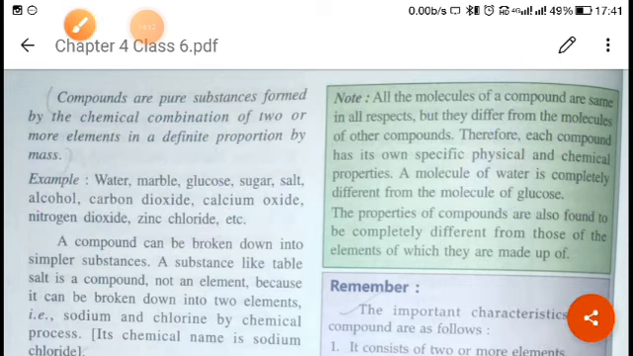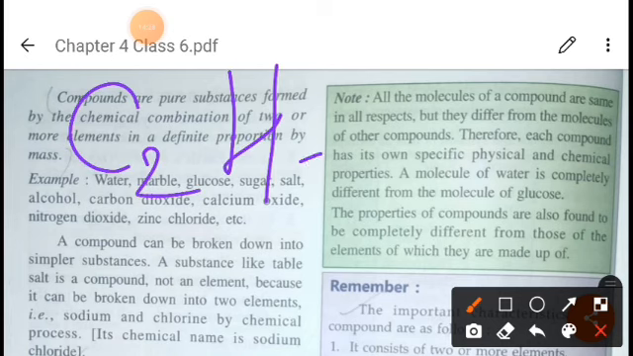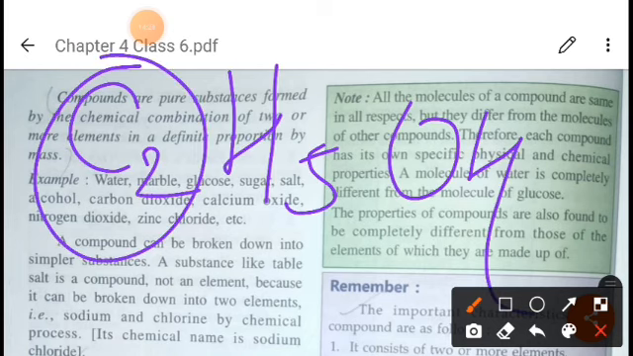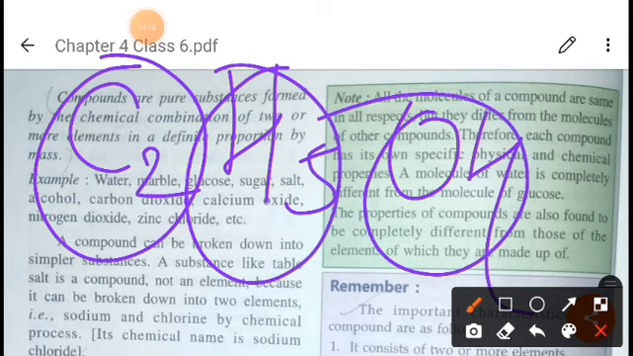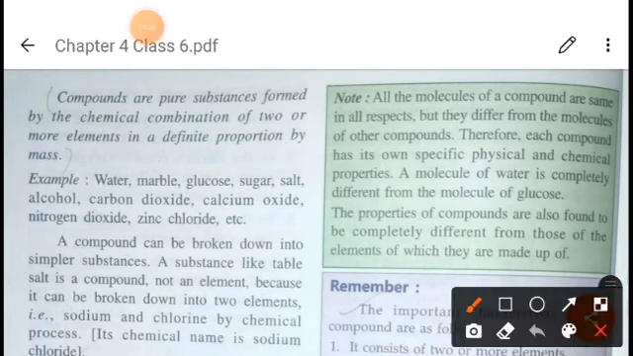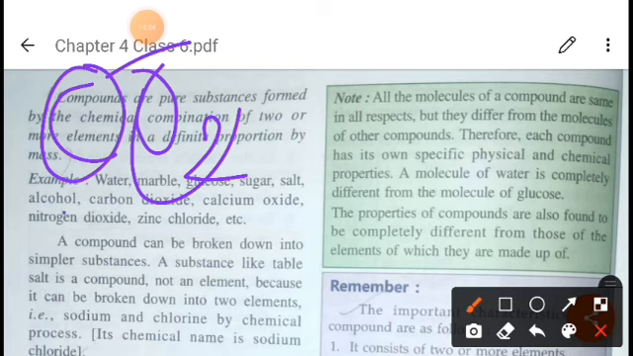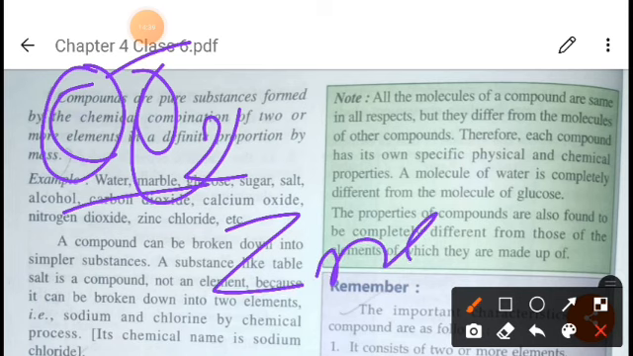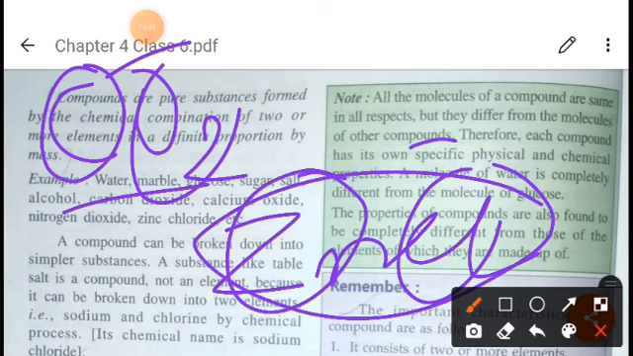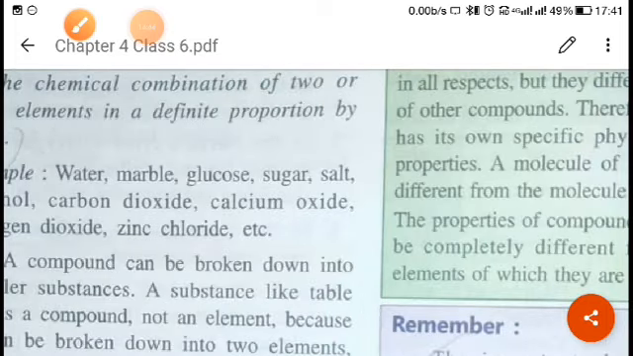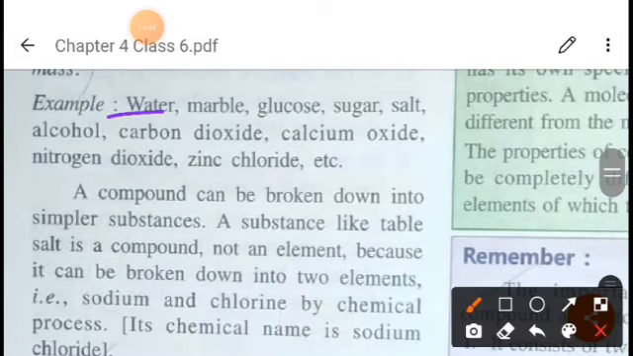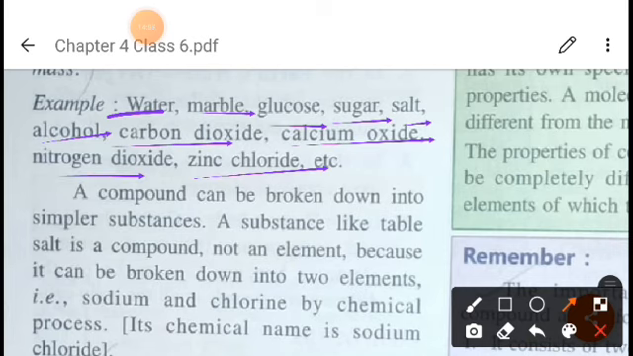When we talk about alcohol, it is C2H5OH, also made up of carbon, hydrogen and oxygen, so this is also a compound. Carbon dioxide is CO2, made up of carbon and oxygen, so this is also a compound. In this way there are many compounds: zinc chloride, ZnCl, is also a compound made up of zinc and chlorine. Many examples are given in the book: water, marble, glucose, salt, sugar, alcohol, carbon dioxide, calcium oxide, nitrogen dioxide, zinc chloride.